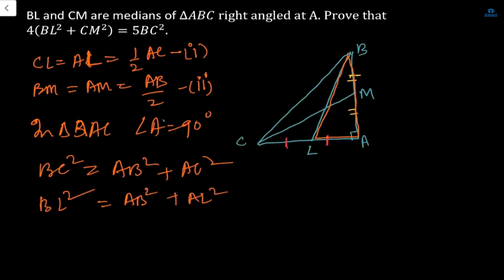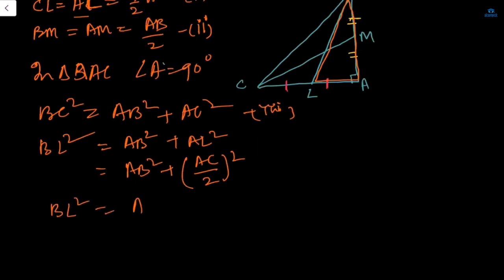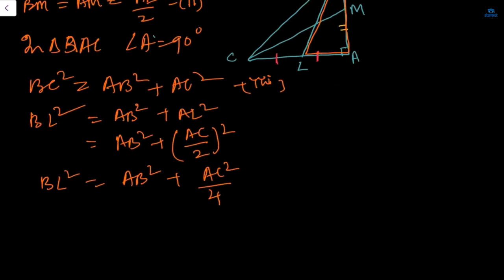Square. Okay, and take this third one, otherwise it will get messed up. Okay, and write AL in respect of the full one. So AB square plus AL, what can you write? AC upon 2 square, or you can say AC upon DL is equal to AB square plus AC square upon 4. Okay, so 4 can come here. It will be 4 BL square is equal to 4 AB square plus AC square. Okay, take it as 4.